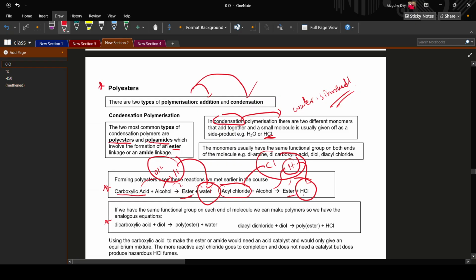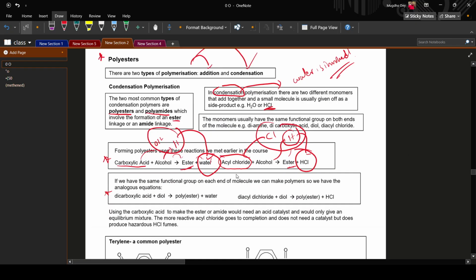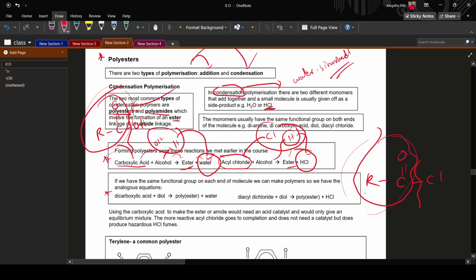Did you understand? Did you understand why ester is produced with acyl chloride as well? You do realize that when Cl goes away, this part, and if I talk about carboxylic acid, it's kind of the same, isn't it? When the OH goes away, this part and this part are the same, right? This part of carboxylic acid and this part of acyl chloride are the same. So that means when it joins with alcohol, the same product is supposed to be produced, isn't it? Ester, right?